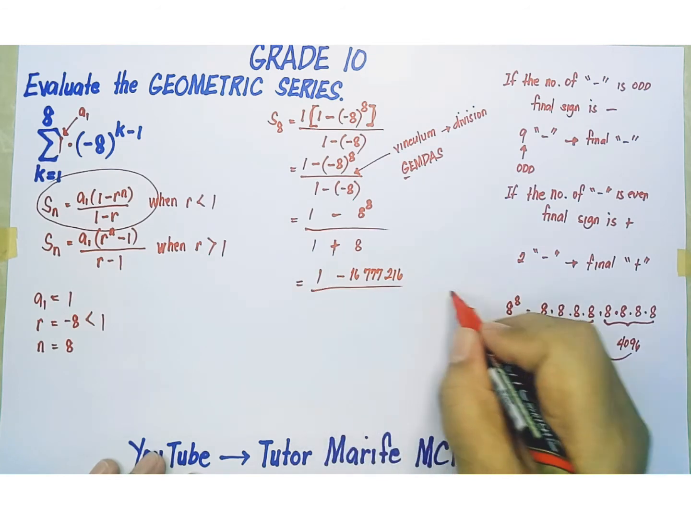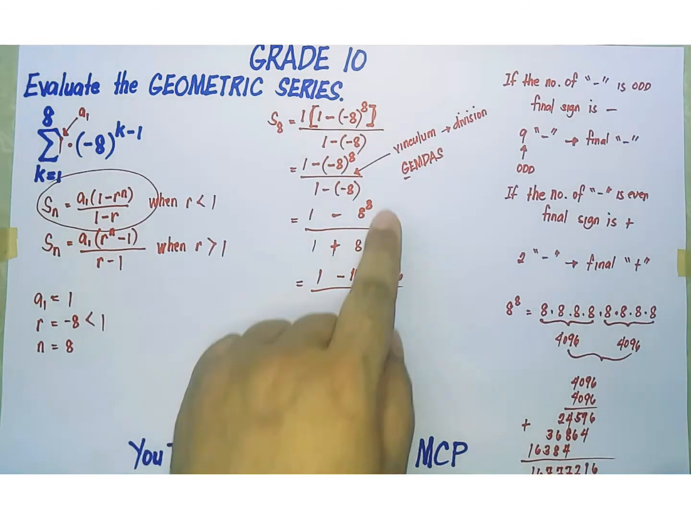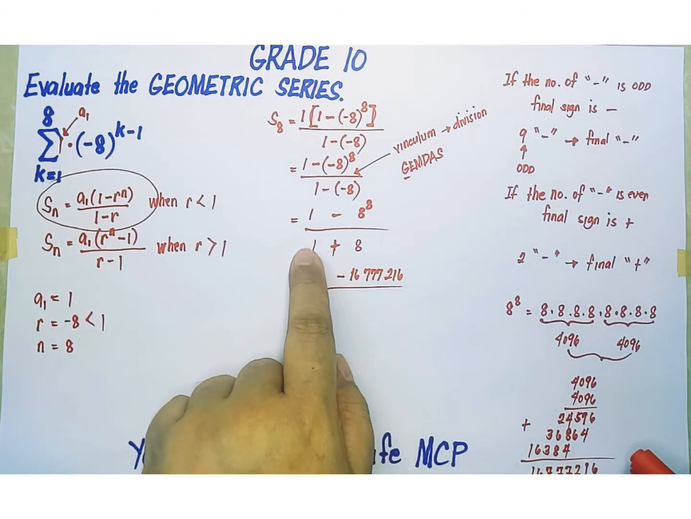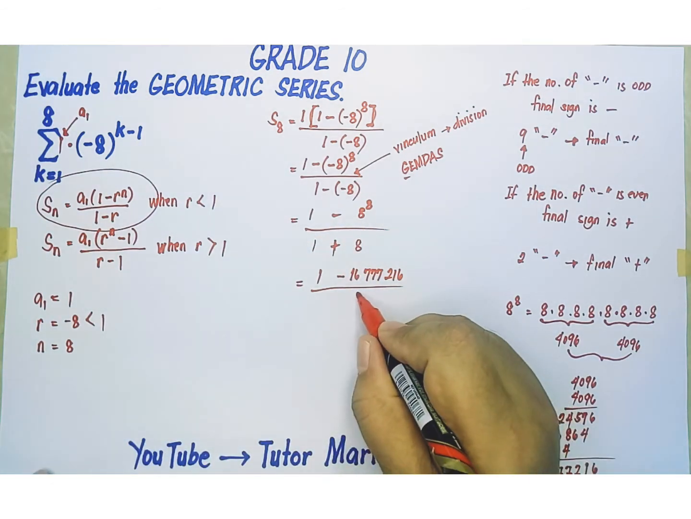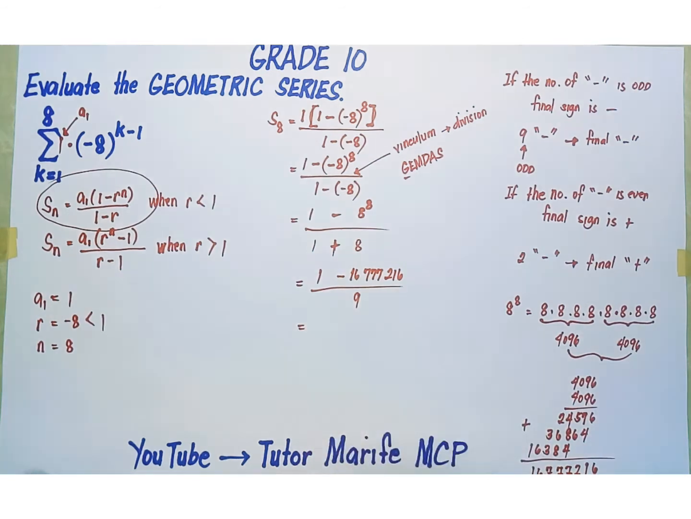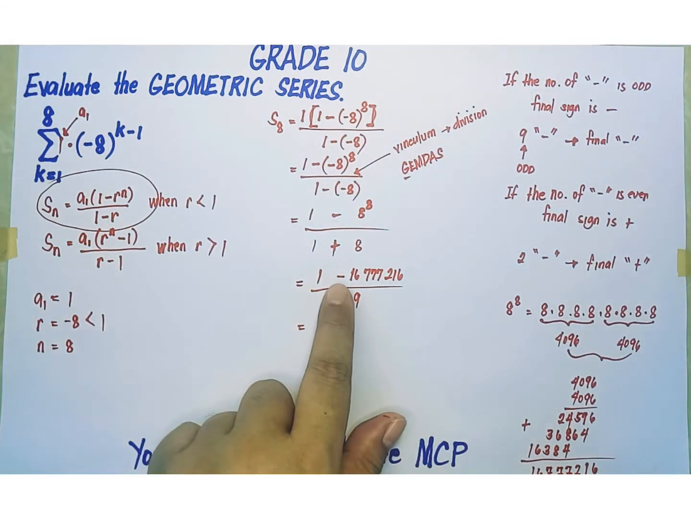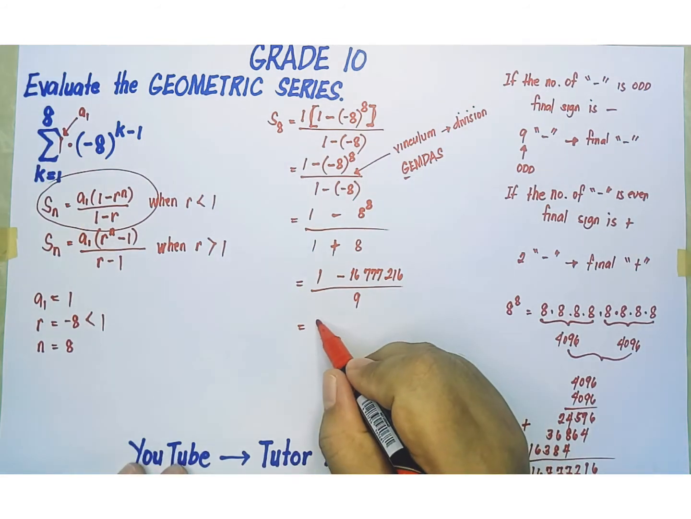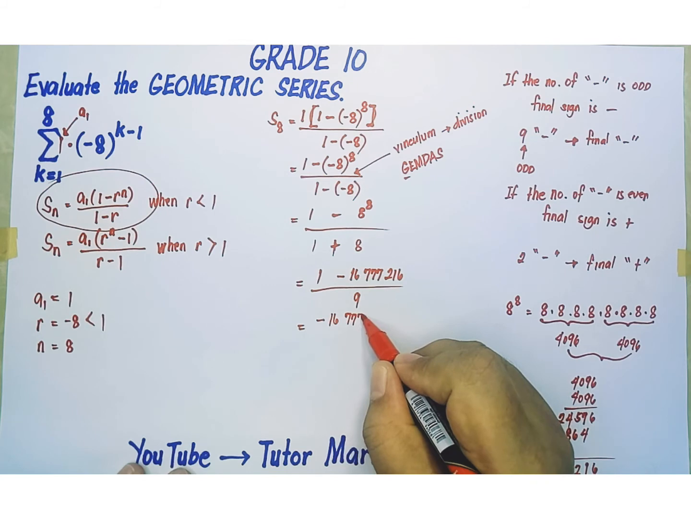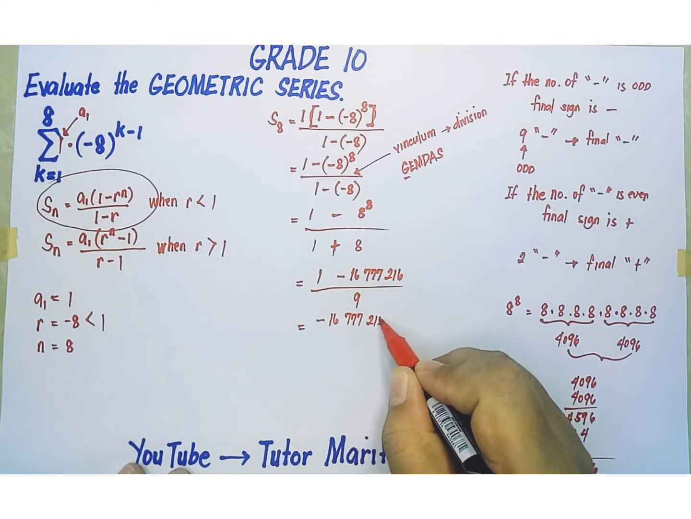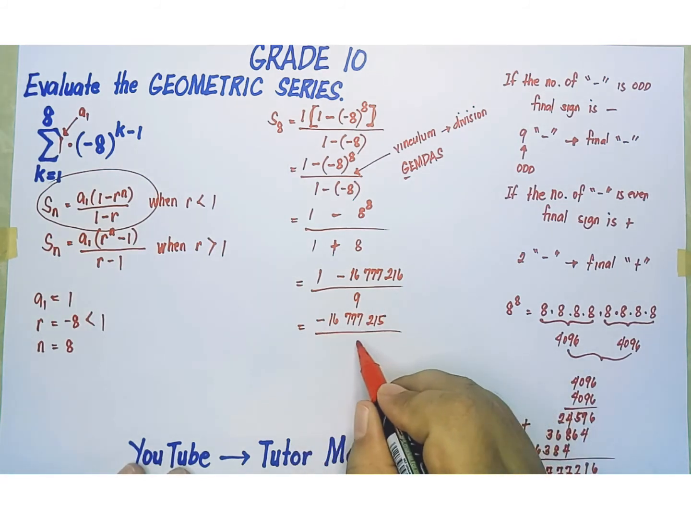Yan. All over. So, next, perform operation in the denominator. So, what's 1 plus 8? It's 9. Last operation sa numerator is the subtraction. We subtract. It's negative 16,777,215 all over 9.